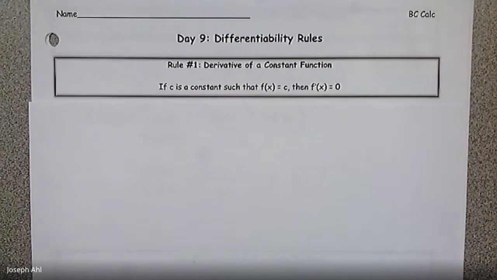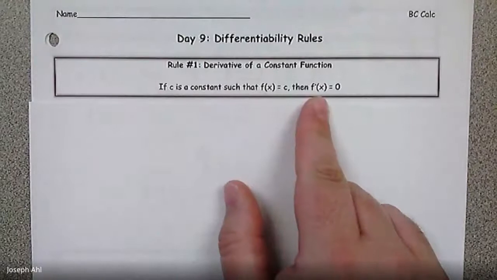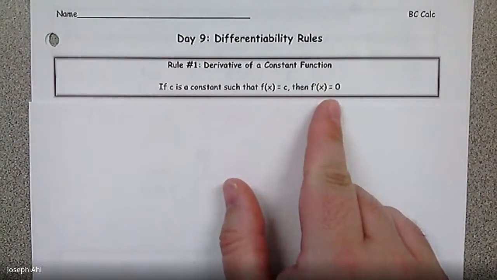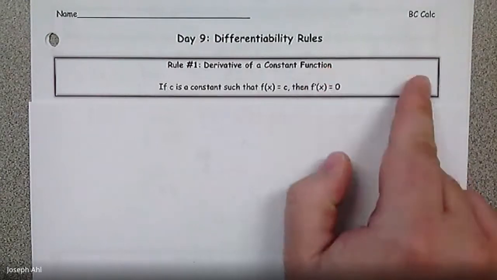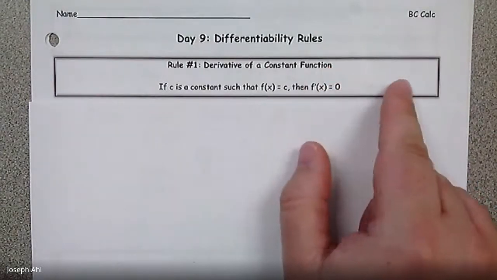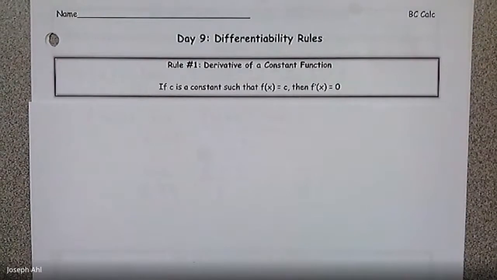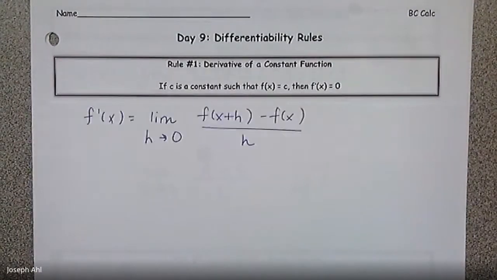If c is a constant, such that f of x equals c, then the derivative equals 0. And if you think of this from a graphical perspective, if you have a constant function, a horizontal line, the slope at any given point along that horizontal line should be 0. So let's maybe just prove it quick.